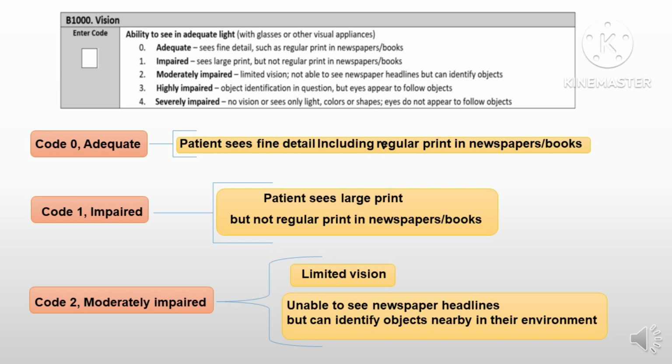B1000 Vision. This section contains 5 codes. Code 0, adequate, if the patient sees fine detail, including regular print in newspapers or books, the response would be code 0. If the patient sees large print, but not regular print in newspapers or books, go to code 1, impaired. If the patient has limited vision and is not able to see newspaper headlines but can identify objects nearby in their environment, the appropriate response would be code 2, moderately impaired.